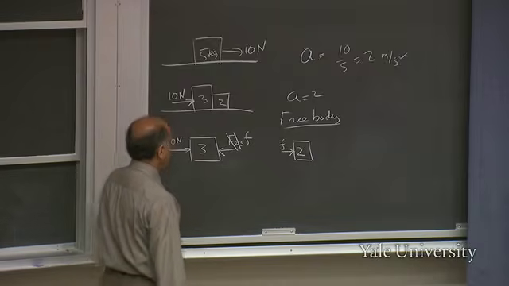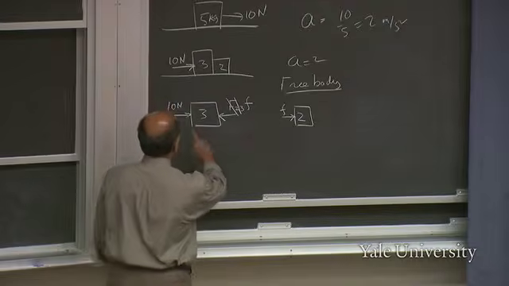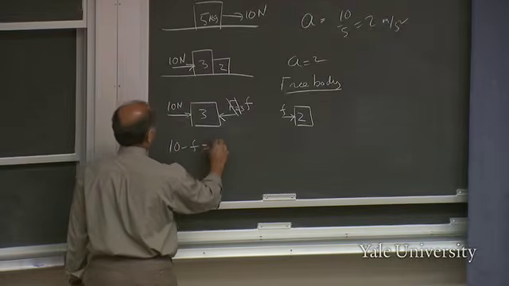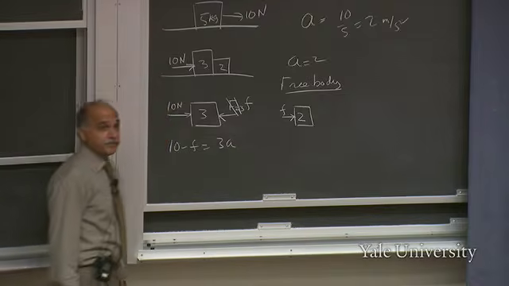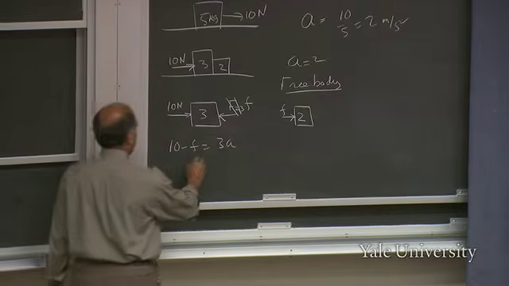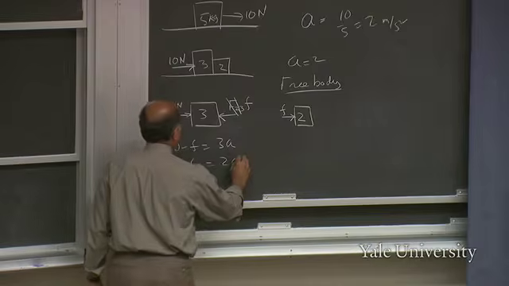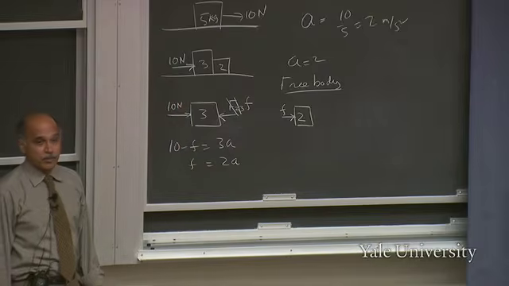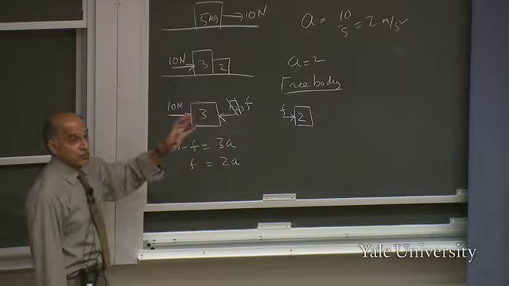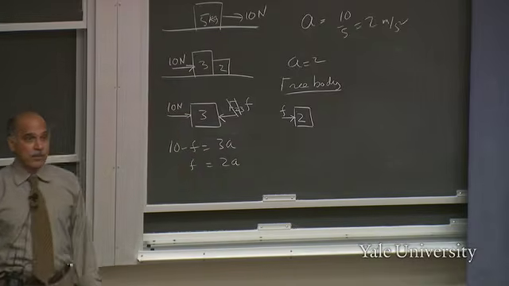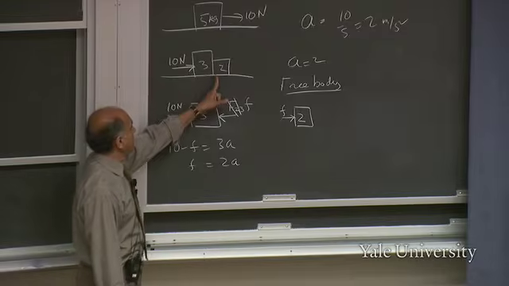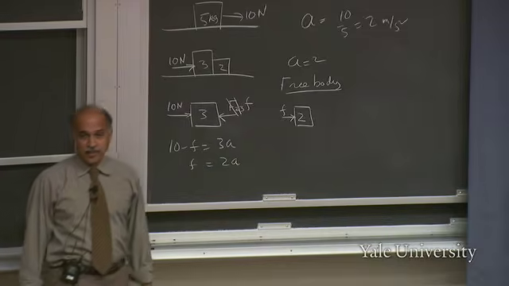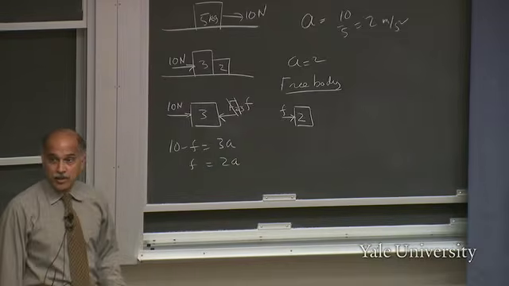Then we do F equals ma for these two guys. For this guy, F equals ma would be 10 minus f is 3 times a. The other one, it will be f equals 2a. And notice I'm using the same acceleration for both. I know that if the second mass moved faster than the first one, then the picture is completely wrong. And if it moves slower than the first one, it means it's rammed into this one. That also cannot happen. So they're moving with the same acceleration. So there's only one unknown, a.